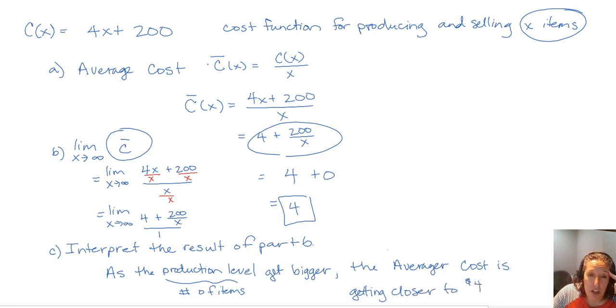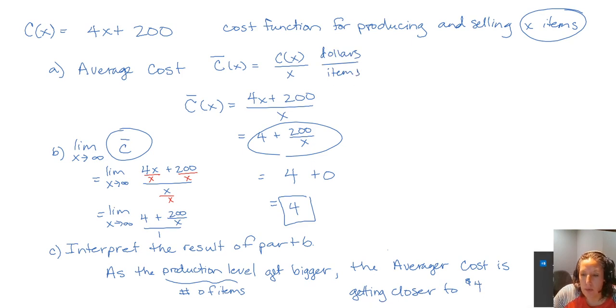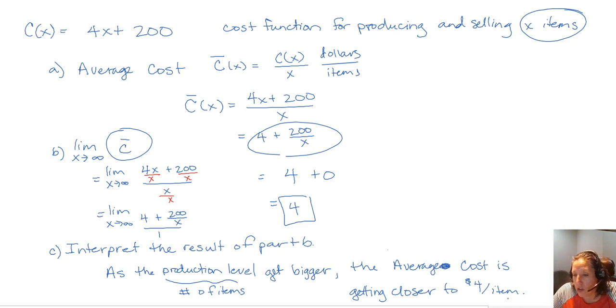$4. In our average cost function, C is in dollars and x is in items, so our average cost is in dollars per item. So as our production level gets bigger, our average cost is getting closer to $4 per item. That can give us some indication as to what we should charge for that, depending on what kind of profit margin we want. All right, I'll see you guys next time.